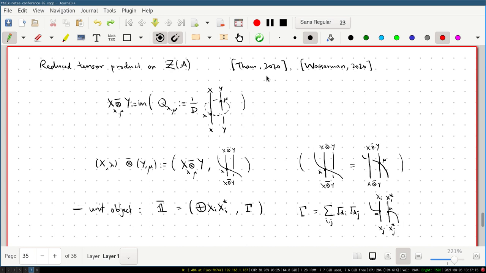In my previous work, I defined what that tensor product should be, the one that transferred over from the stacking product. Incidentally, Thomas Wasserman also found a similar definition, but he dealt mostly with symmetric tensor categories.